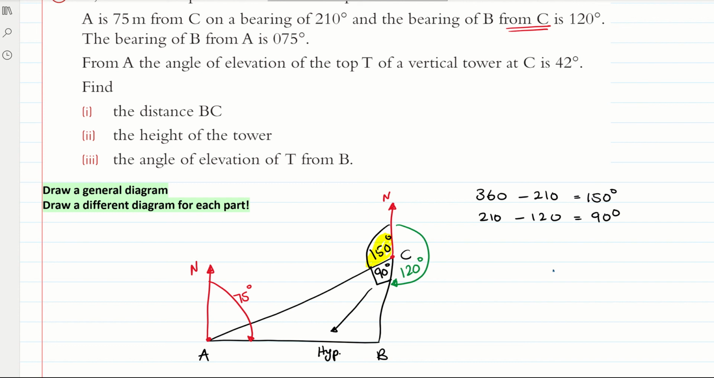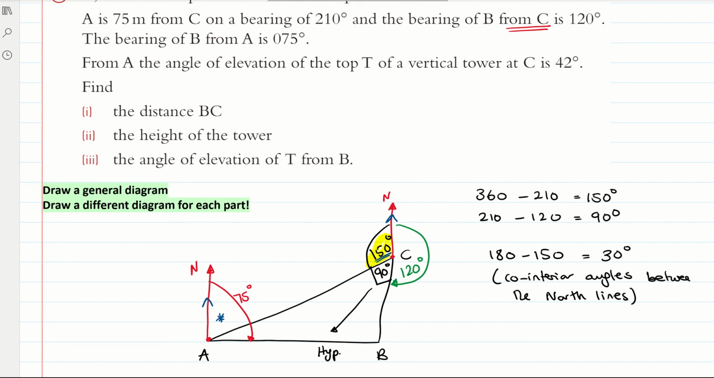Now remember, co-interior angles add up to 180, and those north lines are parallel lines. So if this is 150, I can find out what this is. Because they're co-interior angles, and they add up to 180, 180 minus 150 is 30 degrees. I'm going to say co-interior angles between the north lines. So that means this is 30.